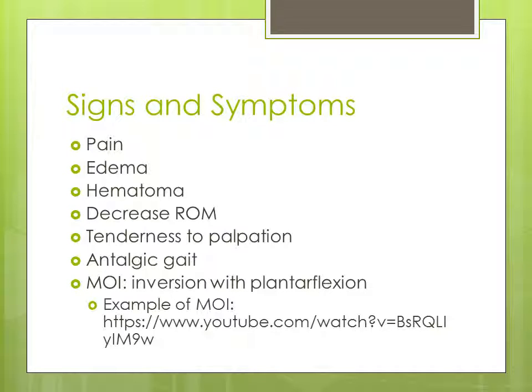Signs and symptoms of a lateral ankle sprain include the following. Pain, especially with weight bearing, edema, potential bruising, decreased range of motion, especially in dorsiflexion, tenderness to palpation over the lateral aspect of the ankle, antalgic gait, and the mechanism of injury. The patient will most likely report landing with the ankle inverted and plantar flexed. A link for the video showing this mechanism of injury is provided for you.